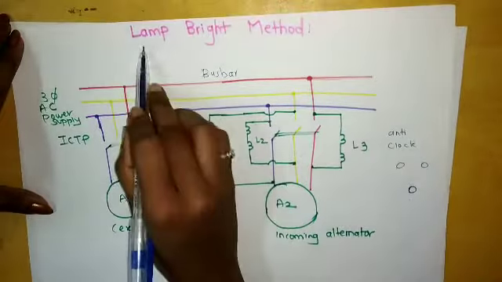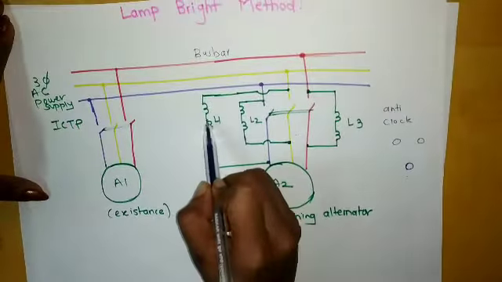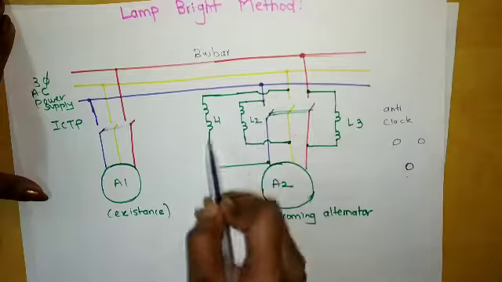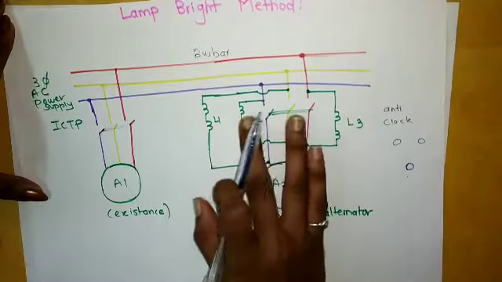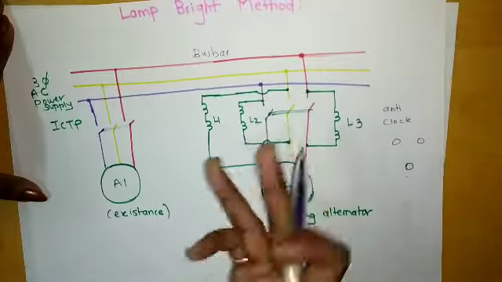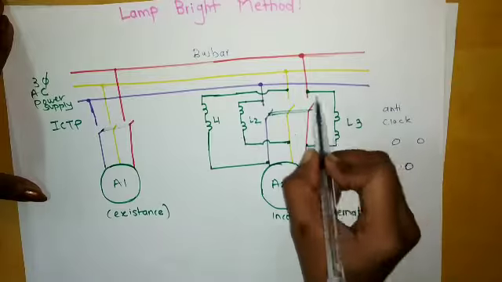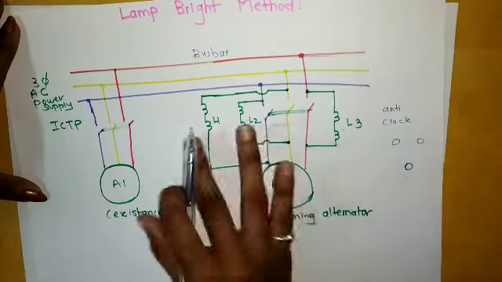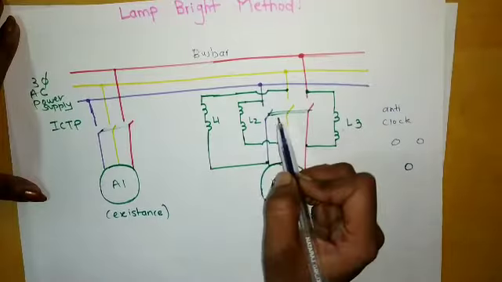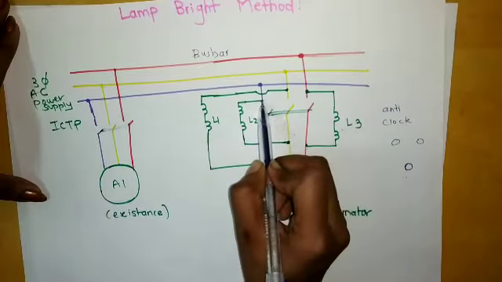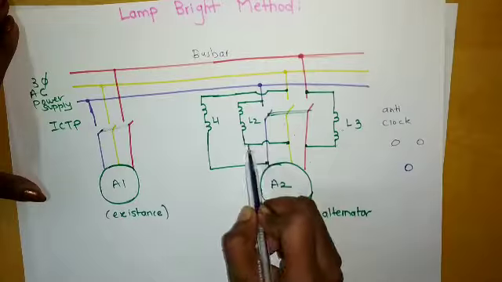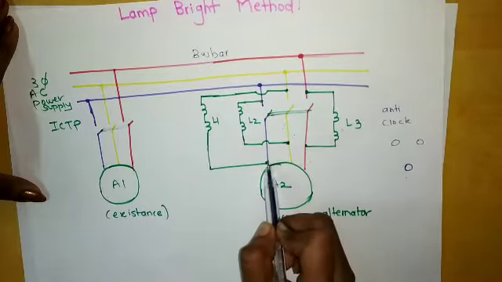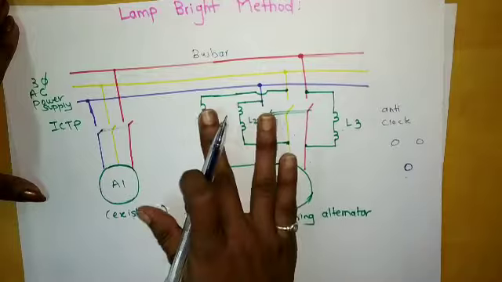Now this is the second method, the lamp bright method. Similar to the earlier method, these are the lamps L1, L2, L3. But here, the two phases Y and B I have interchanged, and R is kept the same. That means the lamp L3 is connected between the R only. And here I have interchanged the lamps on these two phases. You can see the first terminal is to B and the lamp's other terminal is given to Y. Similarly here, one terminal is to Y and another is given to B. That means we have to interchange the lamps between the two phases.